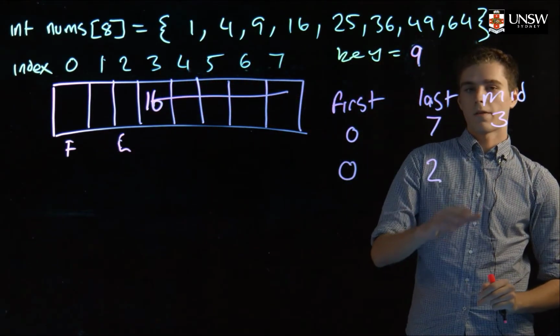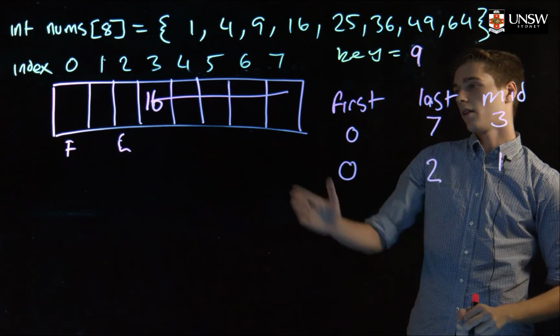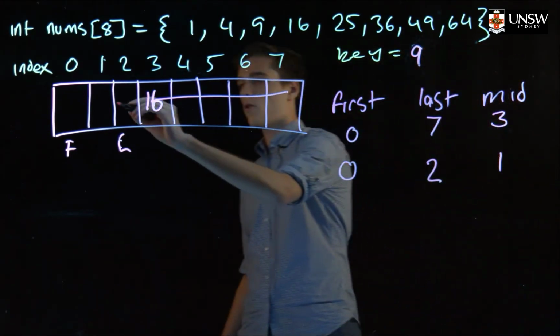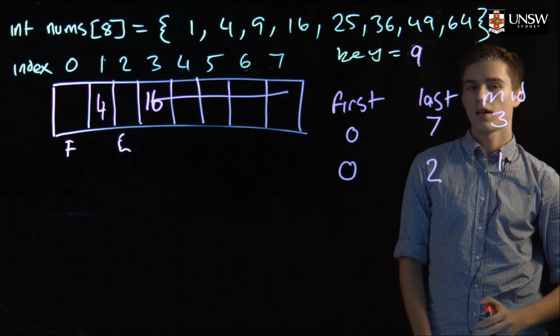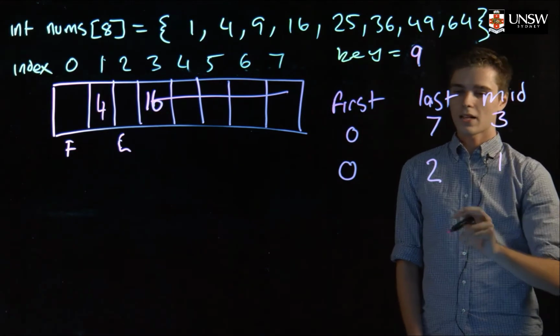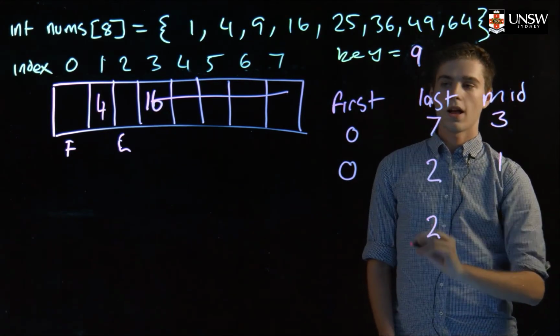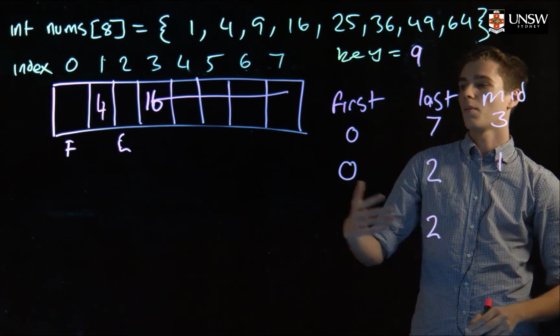Now we're going to find the mid, which is the average of the 2, which will be 1. And now we're going to look at index 1. Index 1 contains 4. We compare 4 to our key of 9. 9 is greater than 4. Therefore, the last will stay the same. Our first now gets changed to the previous mid plus 1.